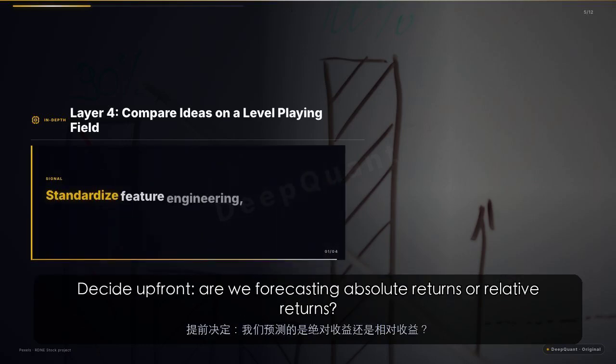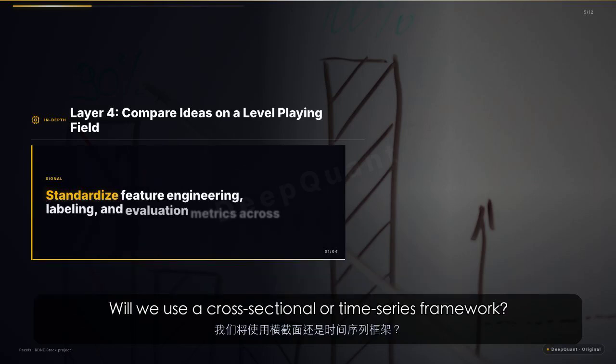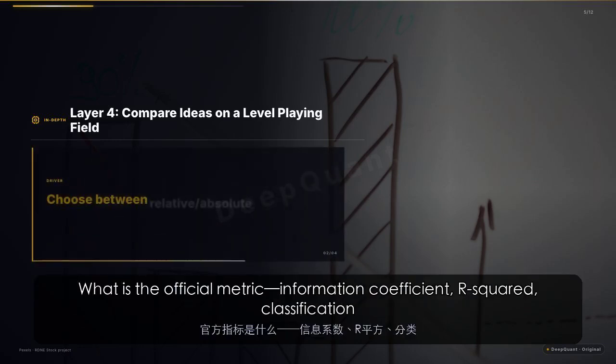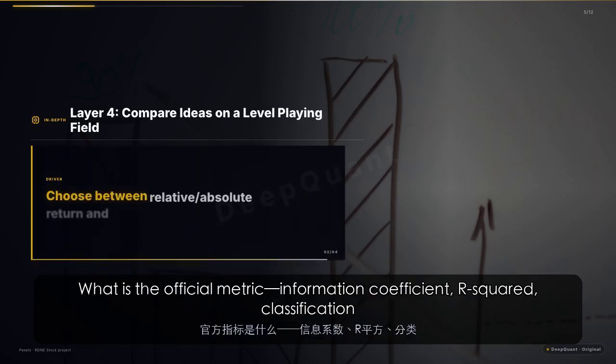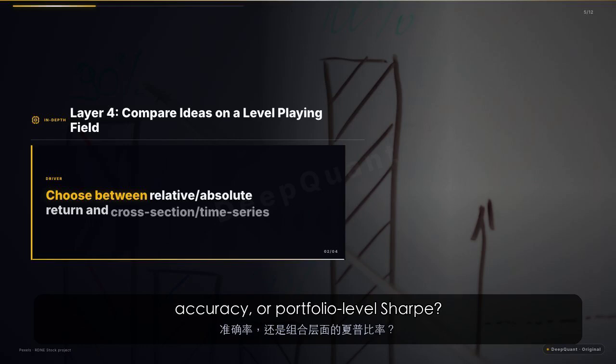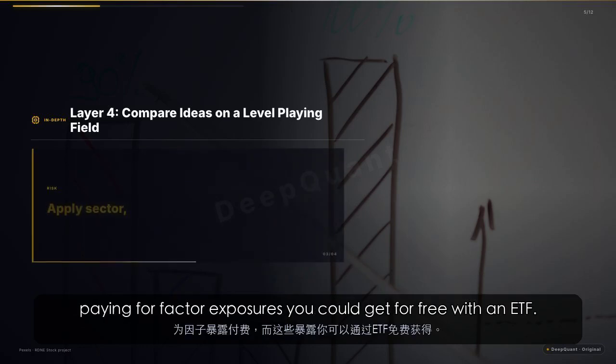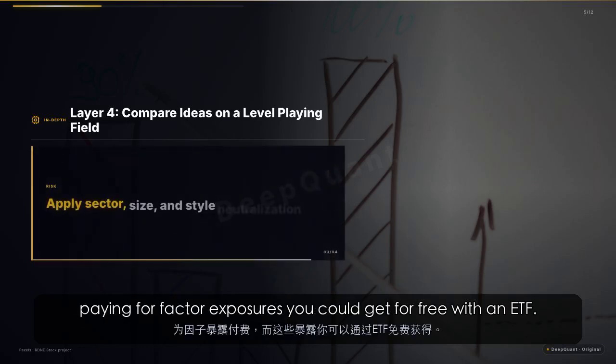Once candidates enter the research environment, they must be evaluated with surgical consistency. Decide upfront: are we forecasting absolute returns or relative returns? Will we use a cross-sectional or time series framework? What is the official metric: information coefficient, R-squared, classification accuracy, or portfolio level Sharpe? Always neutralize sector, size, and style effects, otherwise, you are just paying for factor exposures you could get for free with an ETF.